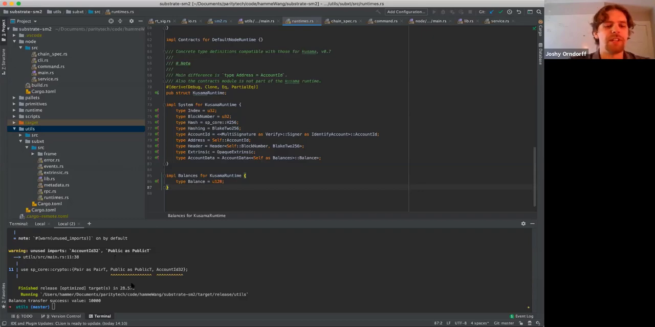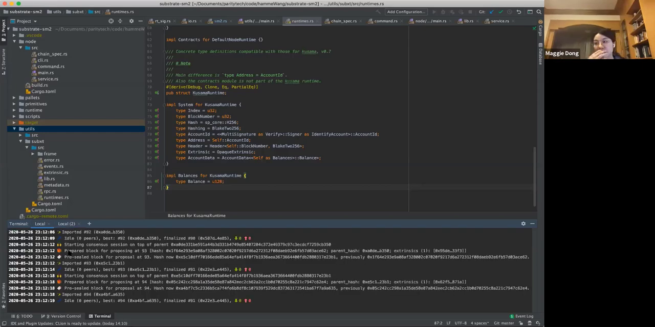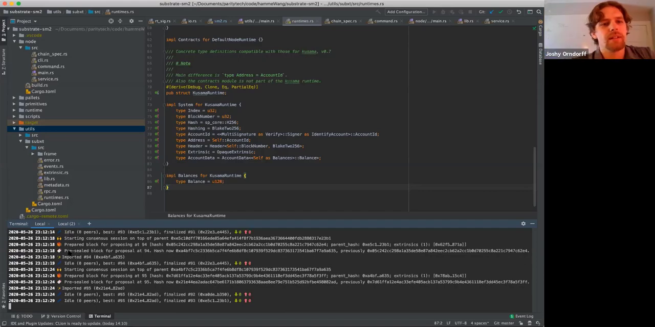It's done. Maybe you should show the demo, and then I have another question afterwards too. Oh, okay. So the result is here, and on the console, we can see the result, the balance transfer successful value, and 10,000. So that means the whole process works well. That's how you can test your custom function or your customization of the substrate.